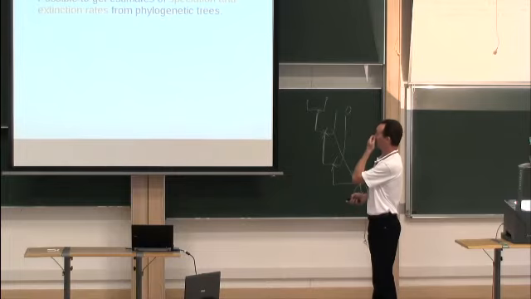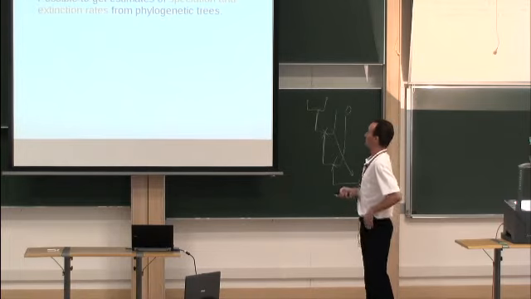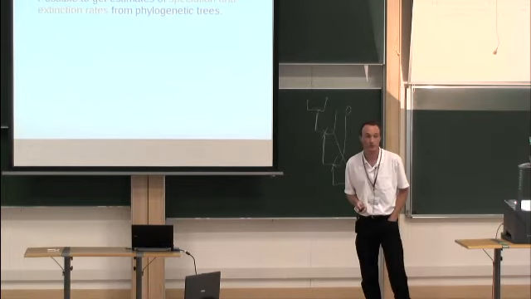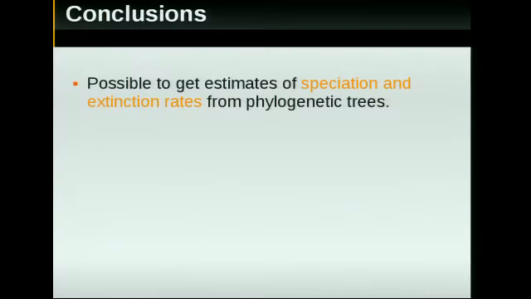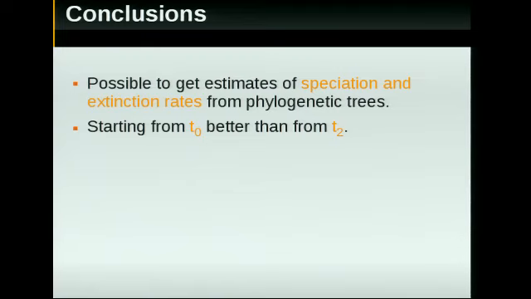So to wrap up, conclusions are basically that, well, it is sort of possible to get estimates for speciation and extinction rates, at least sort of on an average. In individual cases, we might still not know exactly. We also know that starting from T0, so taking the existence of that first species into account, gives us better results than only starting from T2.